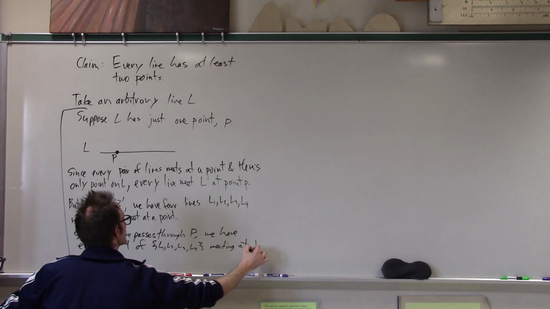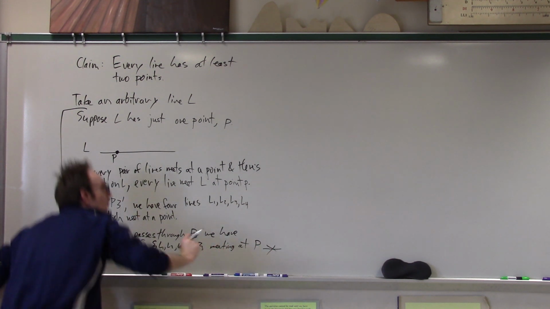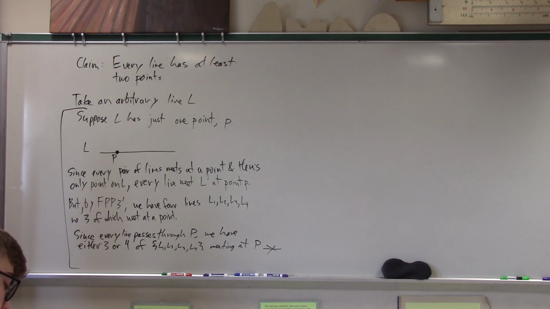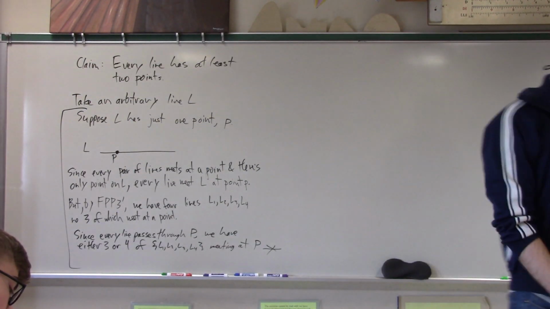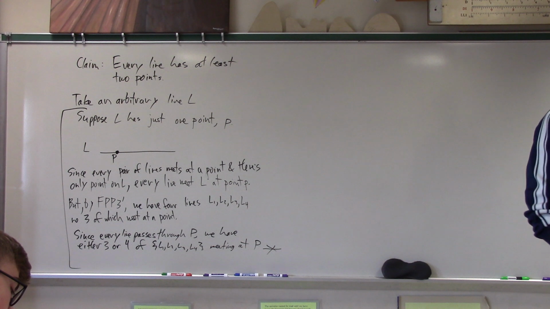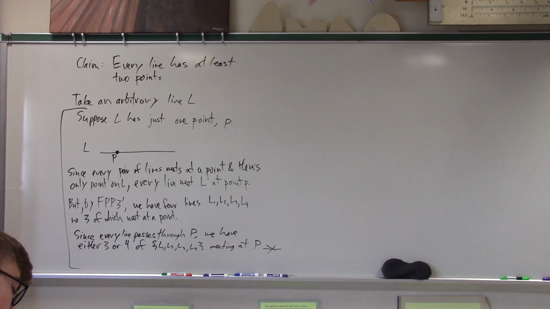And that is exactly what can't happen, because the core 4 lines guaranteed by FTP3 prime don't meet at a common point, yet they're all meeting at P. Cool? All right, this proves that every line has 2 points on it. While that might seem obvious, it takes a bit of creativity to come up with a proof like that.